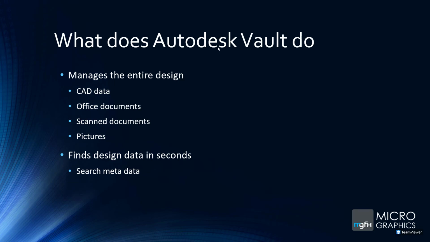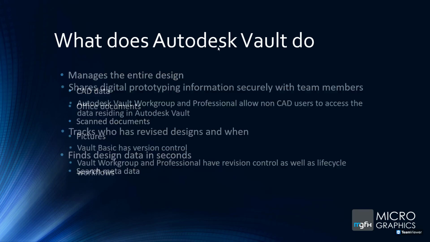Finding design data in seconds. So you can actually search metadata. You can say, I'd like to search for something that I created in 2017 between April and November, and it was made out of stainless steel. So you can put that into your design data, and it will go search the whole Vault and find those for you.